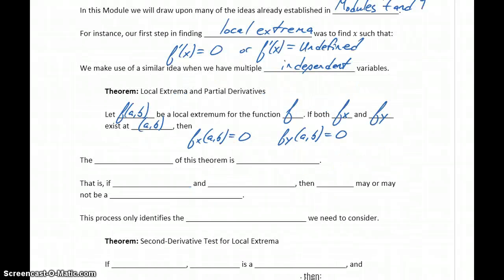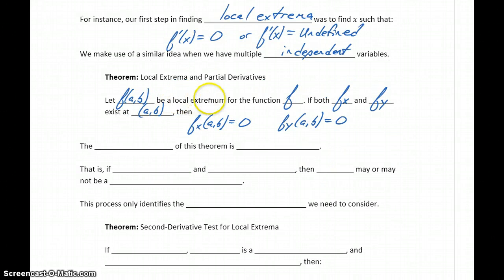So essentially what this theorem is saying is that if our function has a local extremum, then these two statements should be true. We should be able to take the first derivative with respect to x, the first derivative with respect to y, and if we evaluate it at this point (a,b), those results should both be 0. The problem is that the converse of that theorem is not true.